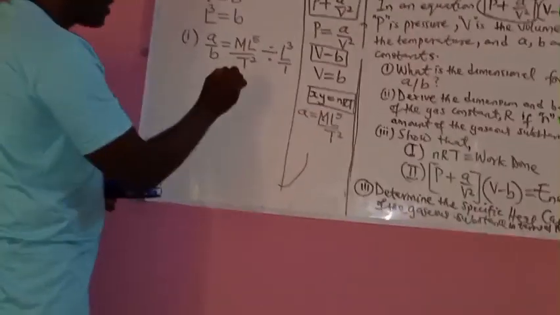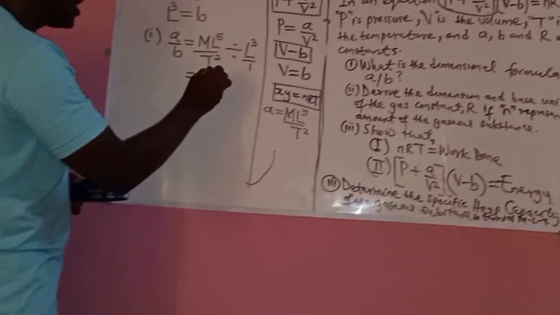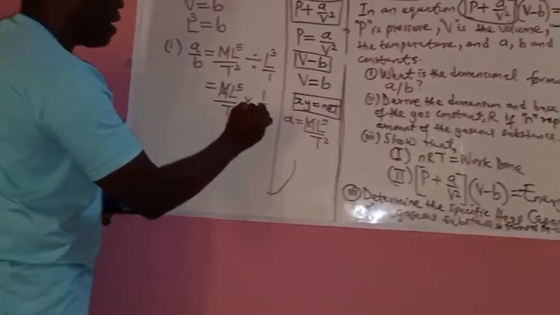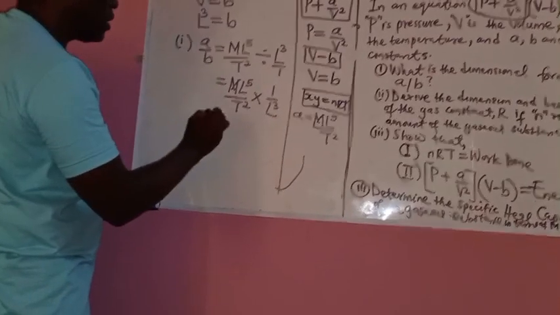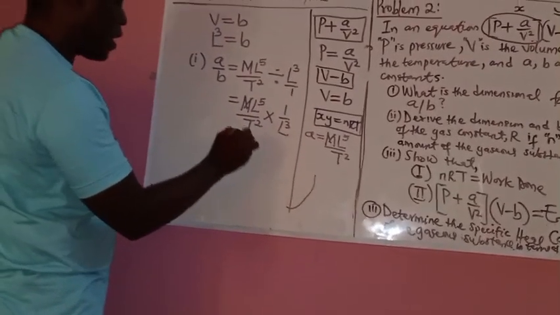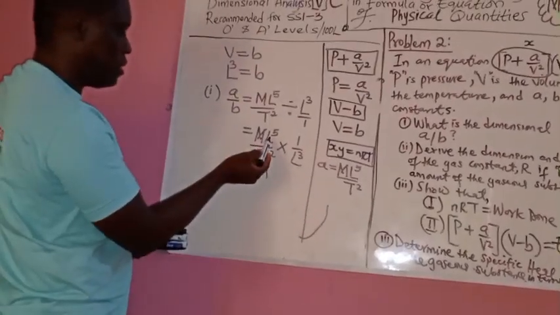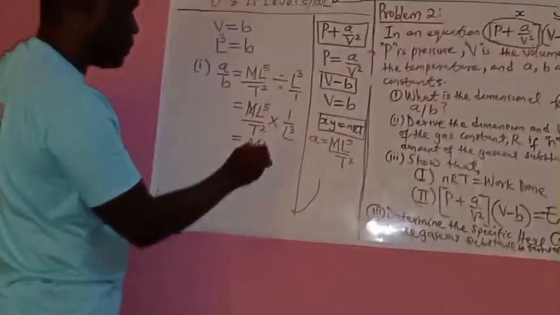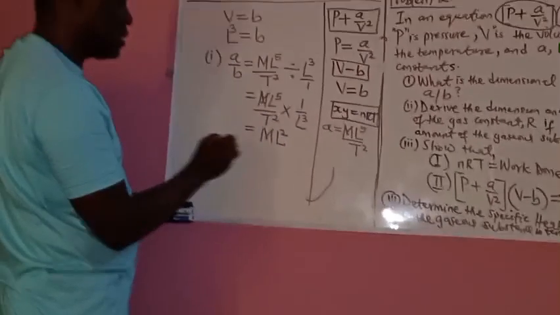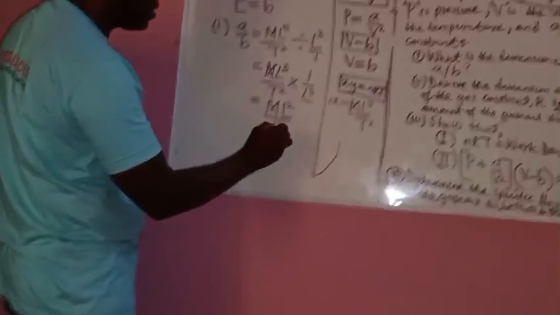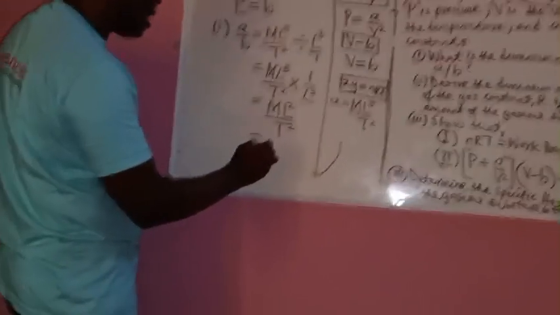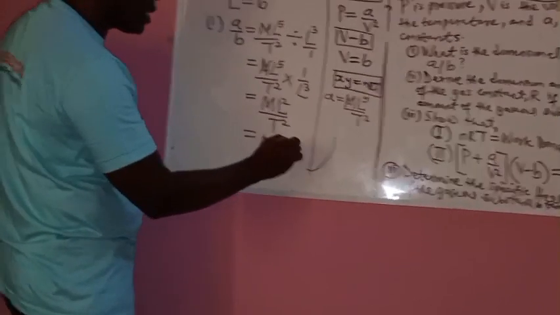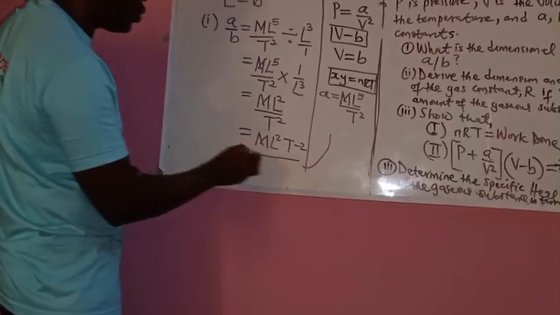Then I will change this to multiplication. It will be m L raised to power 5 over t squared times 1 over L raised to power 3. So this is m. Now, we have 5 of L here and 3 here, to cancel, the remaining 2 is up there. By the law of indices, divided by t squared, which can be written as m L squared. I take this off, that will be t raised to power minus 2.